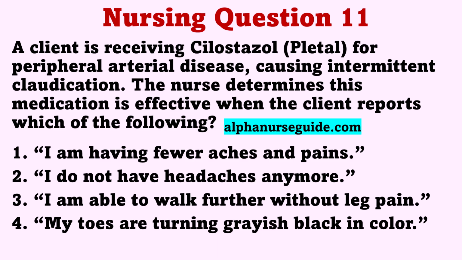Peripheral arterial disease causes pain mainly of the leg muscles. Aches and pains does not specify exactly where the pain is occurring. Headaches may occur as a side effect of this drug, and the client should report this information to the healthcare provider. Peripheral arterial disease causes decreased blood supply to the peripheral tissues and may cause gangrene of the toes. The drug is effective when the toes are warm to the touch and the color of the toes is similar to the color of the body.